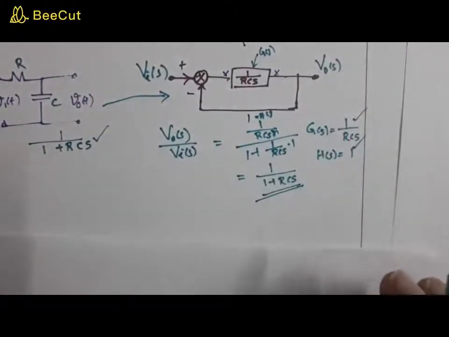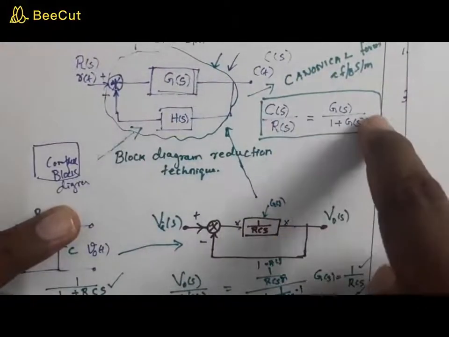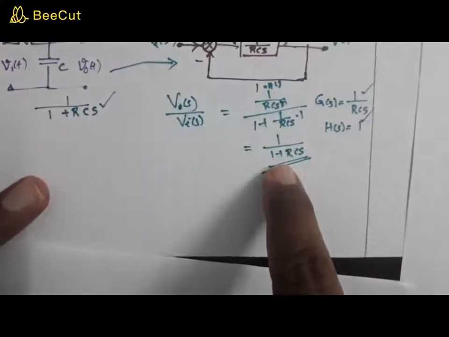So I hope you understood the technique behind this. The objective is converting a complex block diagram into canonical form and using the equation for the canonical form to get the transfer function.